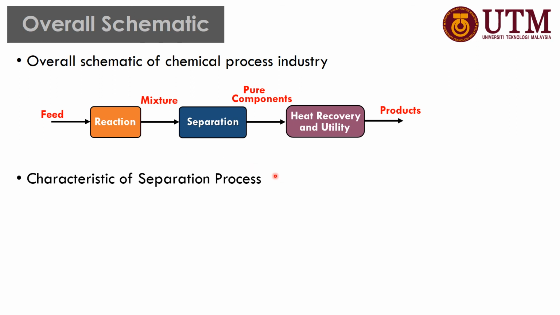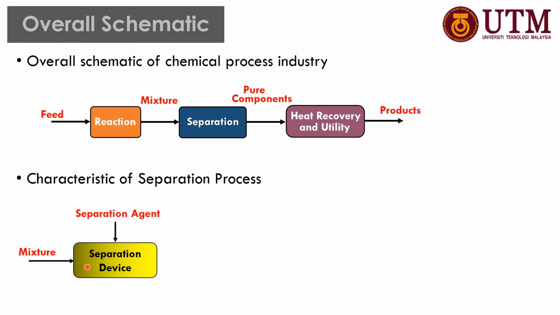And here I would like to go into a bit more detail on the separation system, on the characteristics of the separation process. Like I have mentioned just now, the input to the separation process must be a mixture, right? Because if it is a pure compound, then we have nothing to separate. So the input to the separation process must be a mixture. And of course, we would have a separation process or a device, whereby we apply a certain mechanism on the mixture so that we can do separation. And in order to make sure that separation occurs, we need what we call a separation agent. This separation agent will help the compounds that we want to separate from the mixture to be separated. And then of course the output will be pure components.